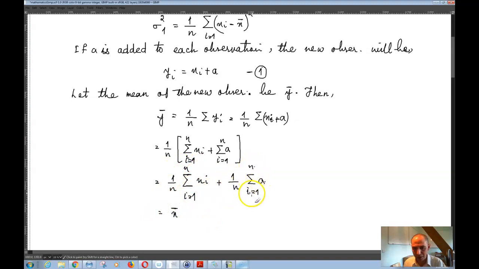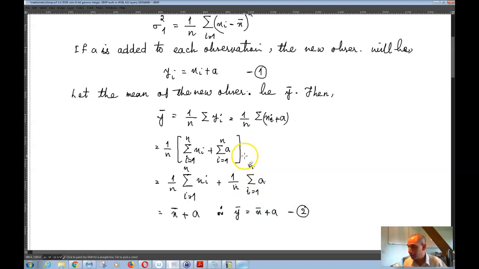And sigma a as i goes from 1 to n is just simply n times a. And then you have divided by n here, so these two will be cancelled out, so that's x bar plus a. And so what that means is that your y bar is equal to x bar plus a. Call this equation number 2.